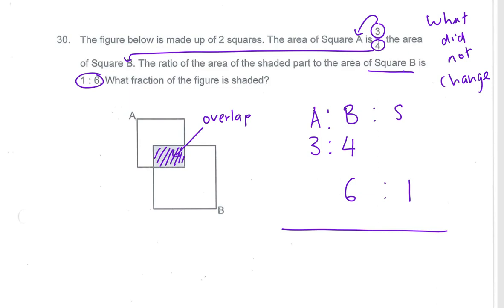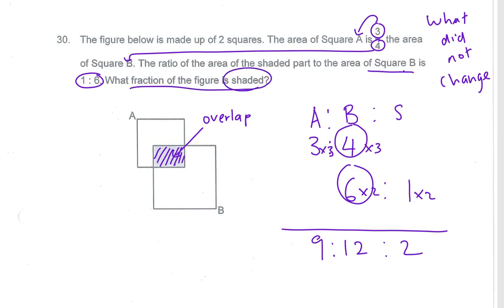Okay? You will find that because we are talking about the same square B, by right, square B should not change. But why are the numbers different? So we will need to expand them to the same number, isn't it? So this is actually 12. Because they are referring to the same square, shouldn't they be the same number? So if you multiply this by 2, you multiply this by 2. If you multiply this by 3 in this line, you also multiply this by 3. You get 9:12:2.